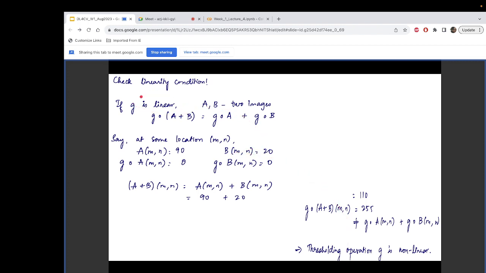To understand whether a given filter is linear or not, we'll first see what the linearity property of a filter is. Suppose you have two images, A and B, and G is your filter. If G is supposed to be linear, then this property should hold: if you add the two images A and B, so that becomes A plus B, and you operate G on top of A plus B, that should be equal to G of A plus G of B. If you operate it separately on A and B, then the summation should be equal to this particular quantity.